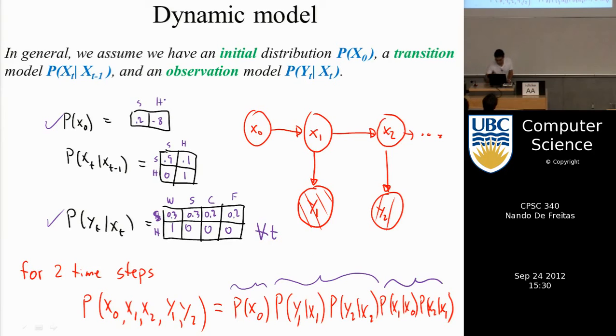And what we're saying here is that the numbers for P of Y1 given X1 are the same as the numbers for P of Y2 given X2. That's what I mean by this symbol, which means for all t. For any t, you always have the same model. You only have one model, which is how you go from x to y, and how you go from one x to the next x.